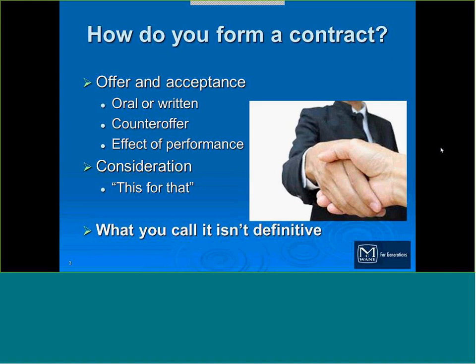So what you call a contract is not definitive, and you can form a contract in many ways, but you just got to always remember there has to be an offer and acceptance of that offer, and there has to be something given by each party.